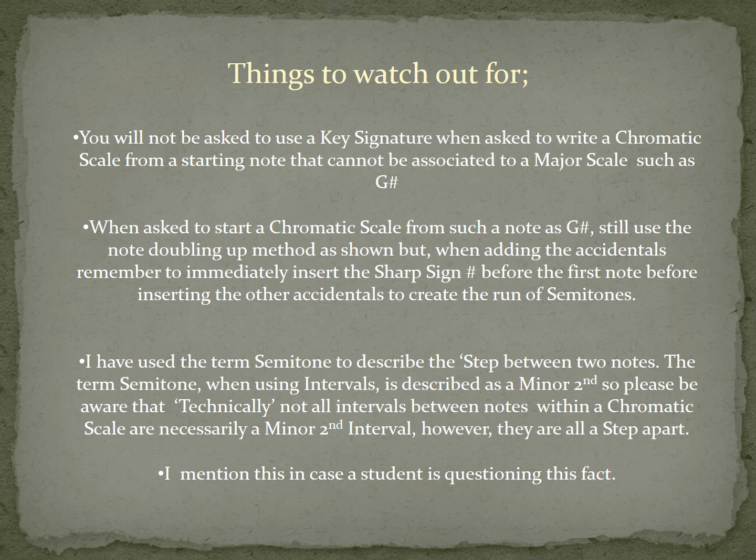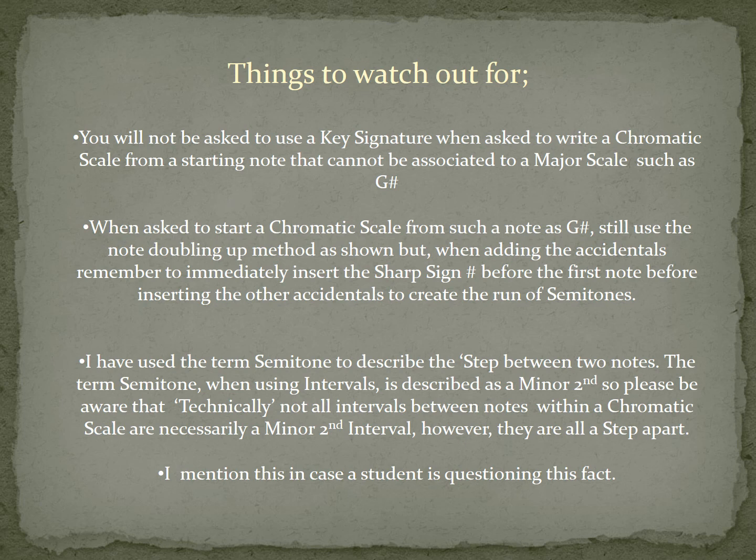And then when you're asked to start a chromatic scale from the G sharp, you still use the same note doubling up method as shown, but when adding the accidentals, remember to immediately insert the sharp sign before that very first G, because that's where you're going to be starting, is G sharp, and then you alter it from there. You insert any accidentals to create the run of semitones correct, but obviously starting from the G sharp. Now that's in both forms, both the harmonic and the set form melodic.